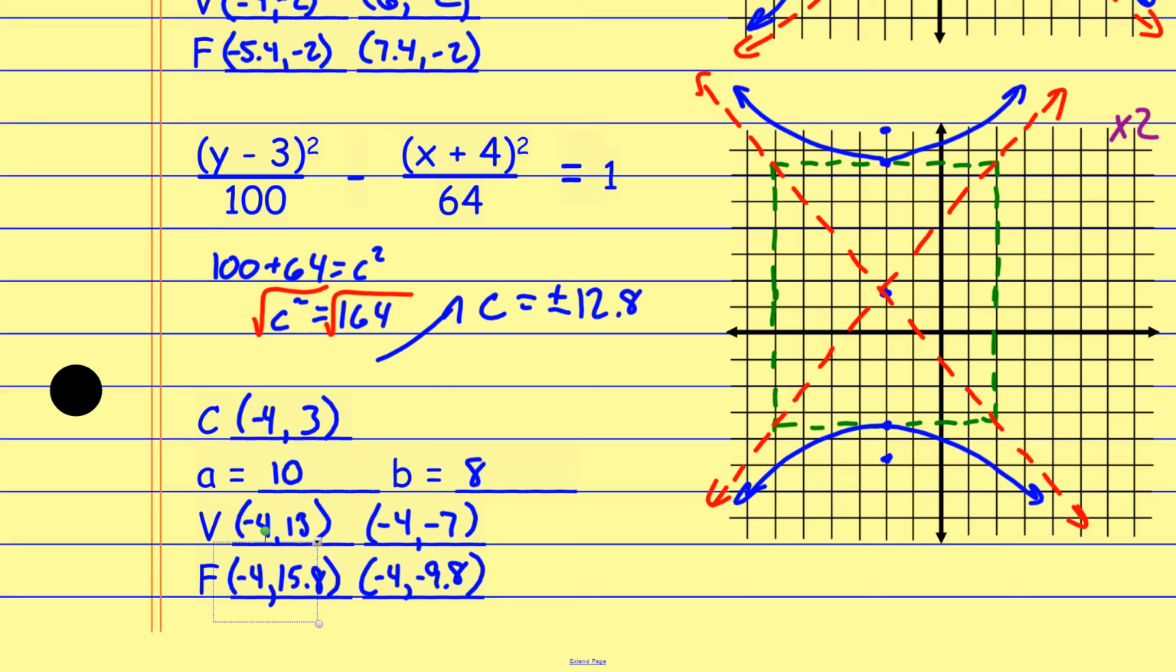Alrighty. So again, we start with the center. We use the A and the B to come up with those 4 points that give us the box. Then we draw the asymptotes, start at the vertex, hug the line, and then plot your focal points from there.